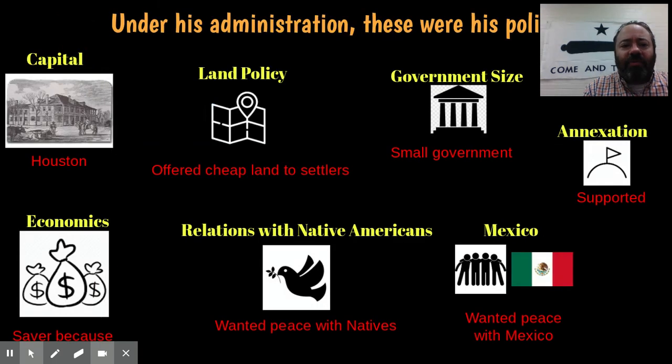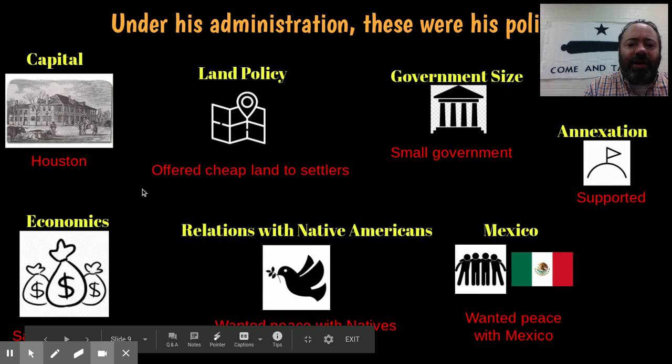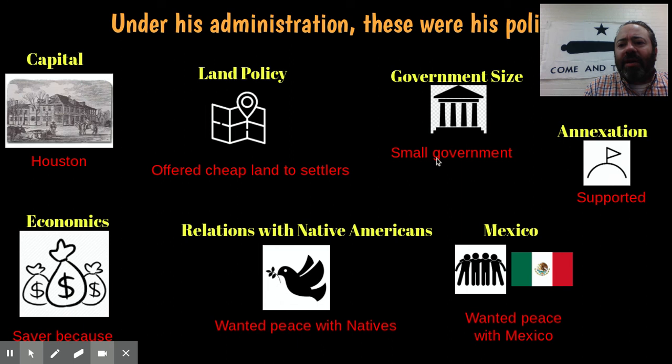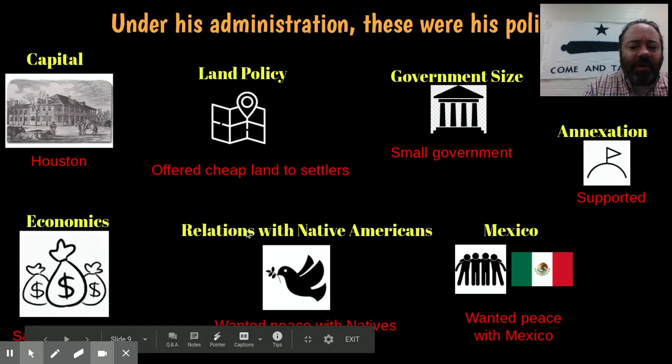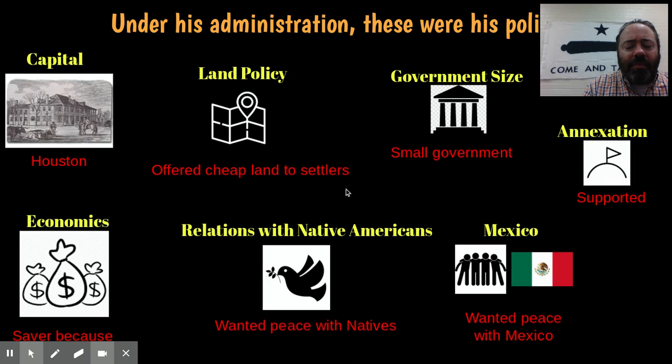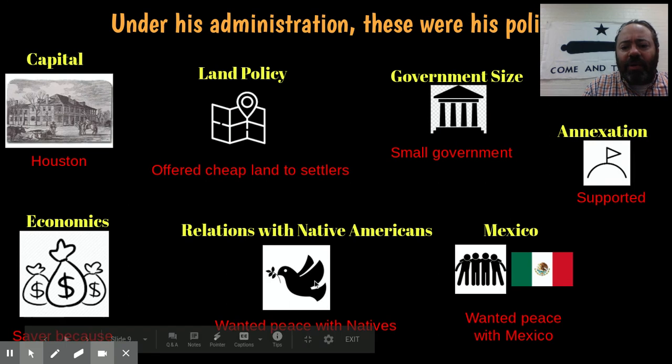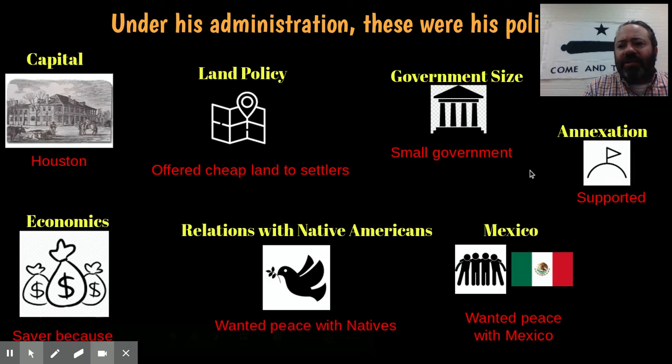Under his administration, we had these sorts of things. The capital, he wanted it in Houston. He offered cheap land to settlers for his land policy. He wanted small government, meaning he didn't want the government to be too powerful. Annexation, that means did he support going to become part of the United States? He did. Economics, he was a saver because he didn't want too much debt. He wanted peace with the natives and he wanted peace with Mexico. So he was more of a peaceful candidate.